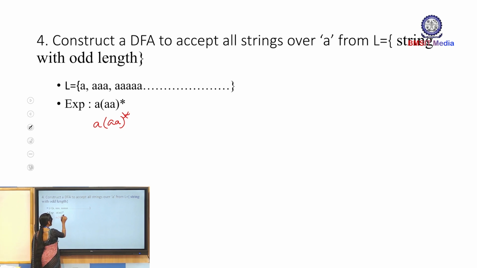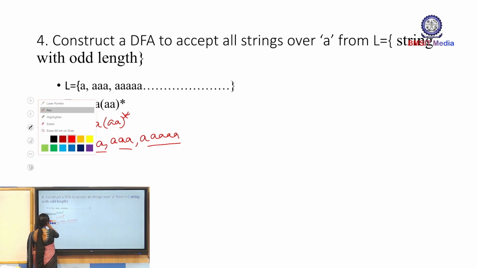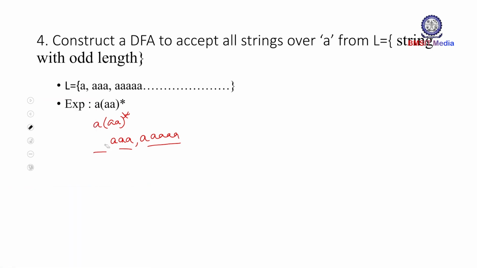So for example, if I have 0 occurrences of this, I'll be having only A. If I have 1 occurrence of this pattern, this A is going to be retained as it is, so I'll have 3 A's. If I have 2 occurrences of this pattern, you can see that I'll have 5 A's. So all these will give rise to the odd length strings. More detail about this you'll be seeing in the second module. So let me construct the DFA here.